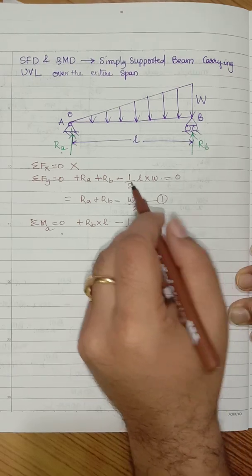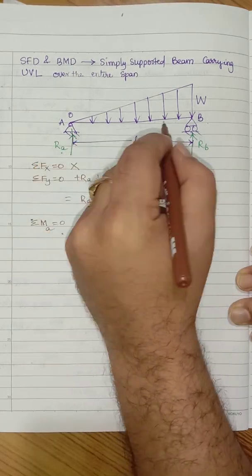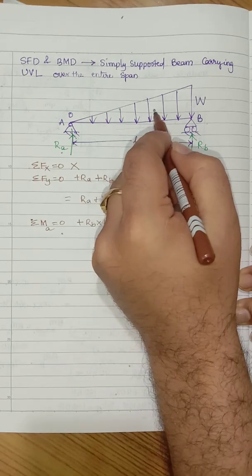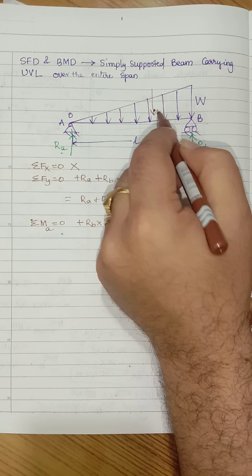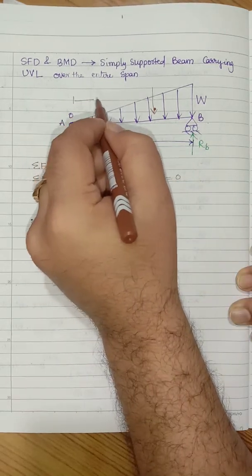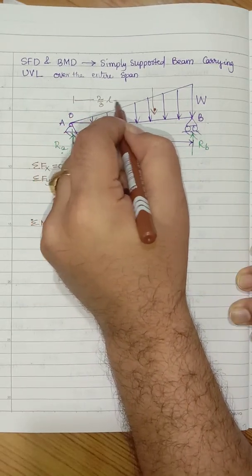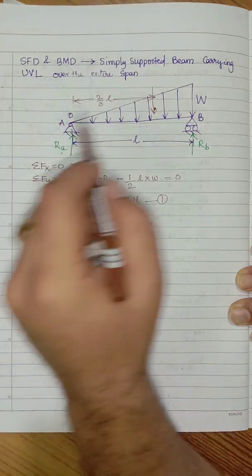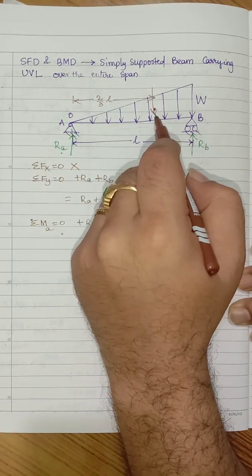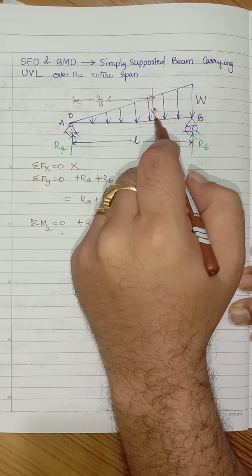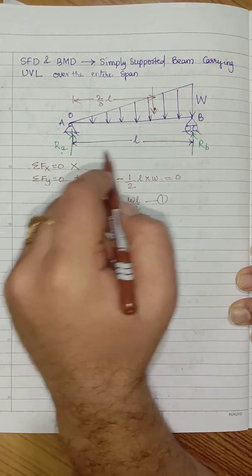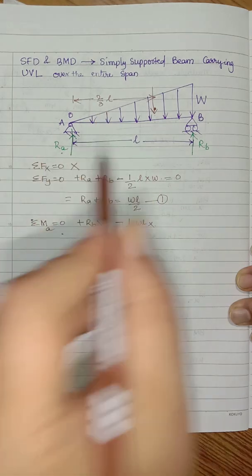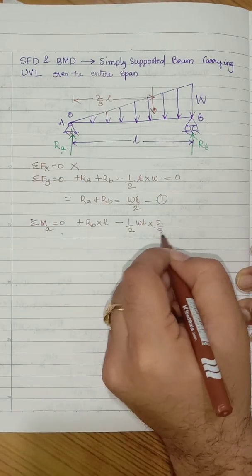and it will be acting at a distance of 2/3 of L. So over here, this WL divided by 2 will be acting, located at a distance of 2/3 of L. As we all know, for a triangle, the centroid from the apex or the sharp end will be at a distance of 2/3 of the total distance. So I'm taking this as 2/3 of L.